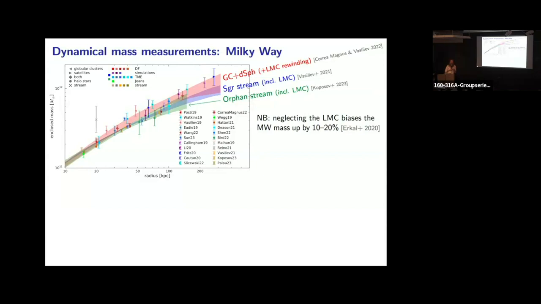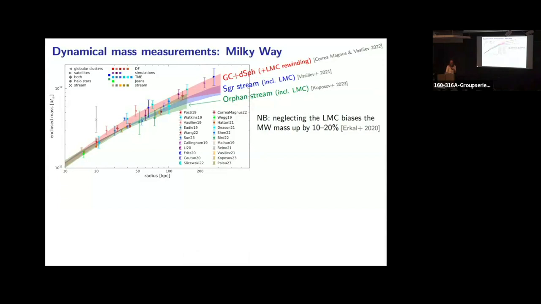So here is a compilation of studies using very different dynamical methods and probes. And among them, there are several studies that were based on streams and were taking into account the effect of the LMC, which is important because if you don't take that into account, that biases the determination of the Milky Way mass by a couple of percent.